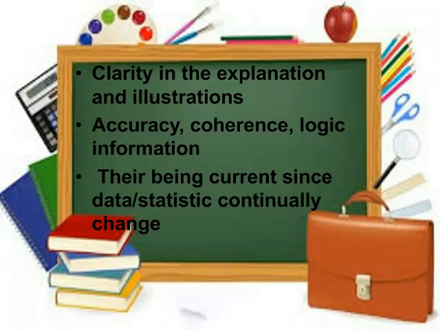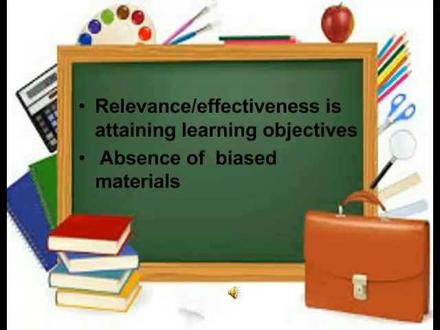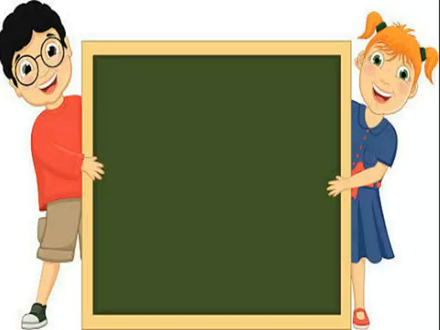Seventh, are they current, since data and statistics continually change? Eighth, are they relevant and effective in attaining learning objectives? And lastly, observe absence of biased materials, for example, gender bias or racial bias. So that's all the guidelines you should always remember in evaluating computer-based educational materials.